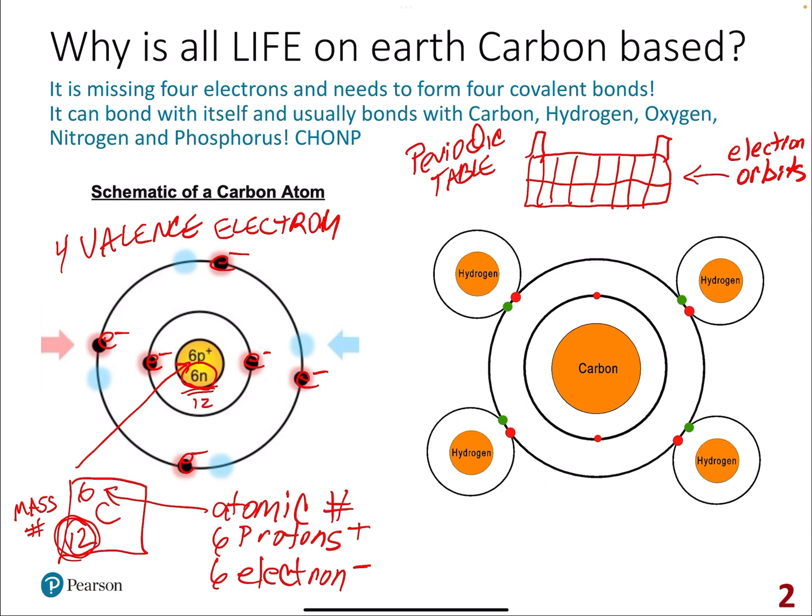What about the columns? The columns here represent how many electrons it actually has in the valence shell or outer ring. Carbon has 4 electrons in its outer ring, so it will be in the 4th column. I'll put a C right here. That's where carbon lives. The columns mean the numbers of valence electrons.